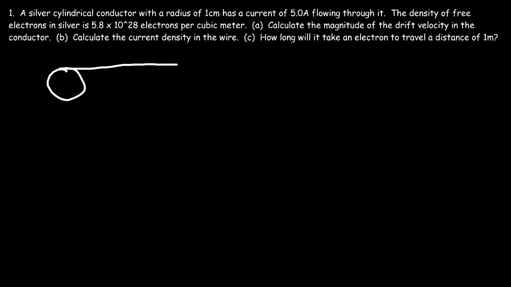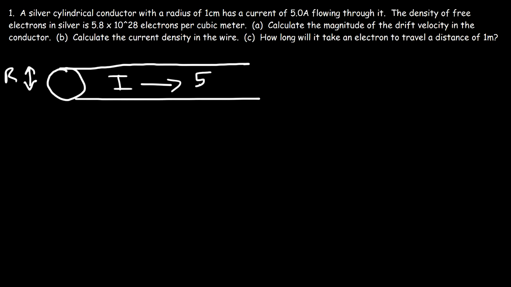Let's say this is the cylindrical conductor, and so this is the radius of the conductor. And now there's a current flowing through it, and it's 5 amps. We're given the density of free electrons in silver. It's 5.8 times 10 to the 28 electrons per cubic meter. Calculate the magnitude of the drift velocity in the conductor.